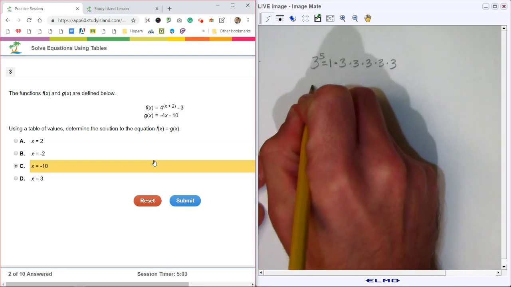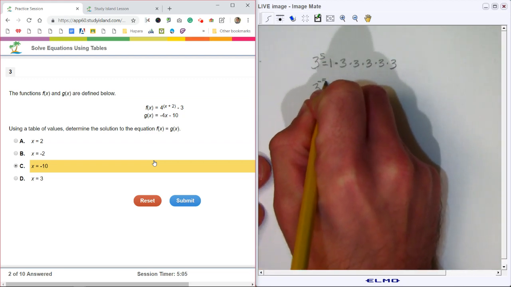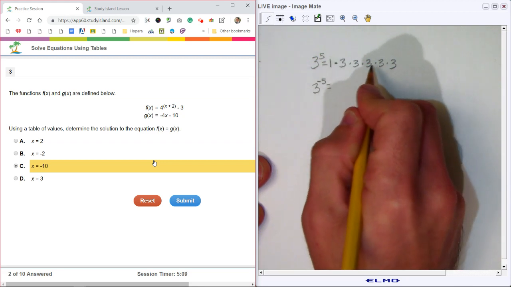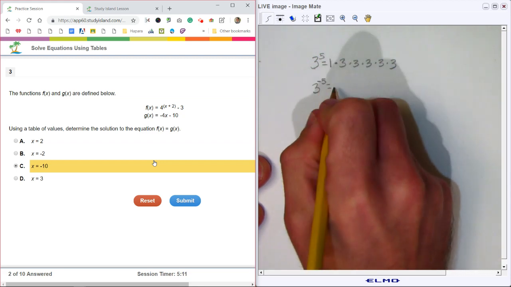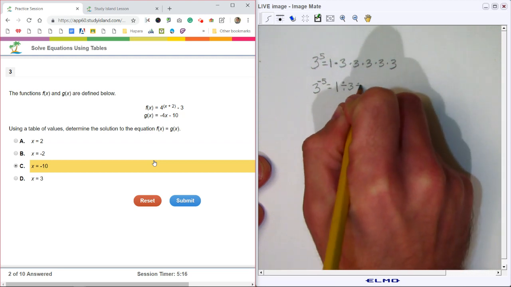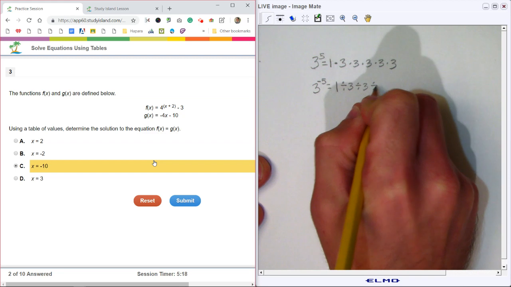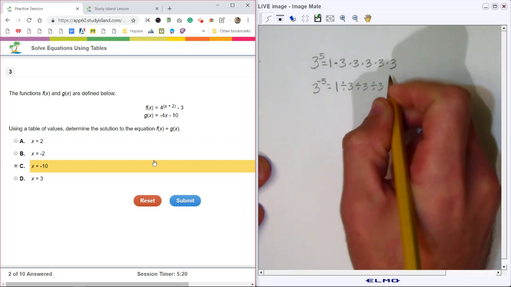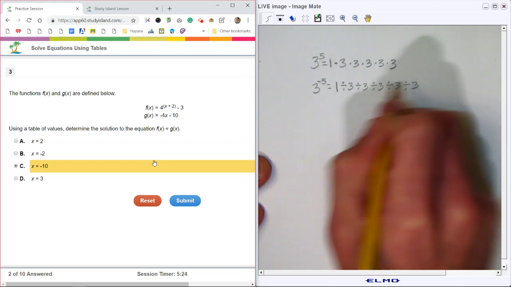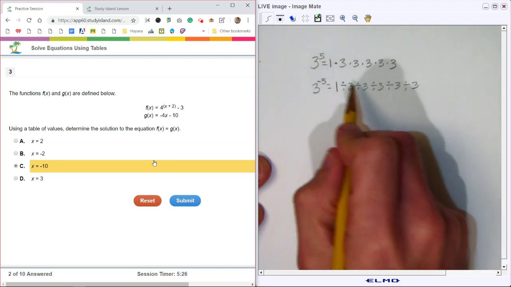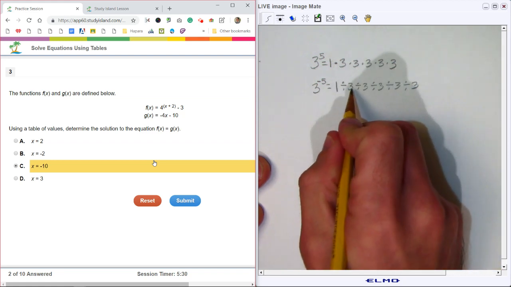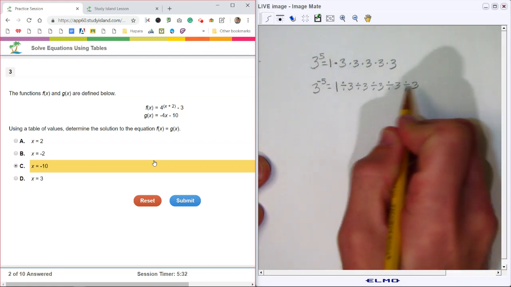So if I had the number 3 to the negative 5th power, what that is, instead of 1 times 3 times 3 times 3 times 3 times 3, it's going to be 1 divided by 3, divided by 3, divided by 3, and we're doing that 5 times. So that's what a negative exponent does. It makes division instead of multiplication. So 1 divided by 3, divided by 3, divided by 3, divided by 3, divided by 3.